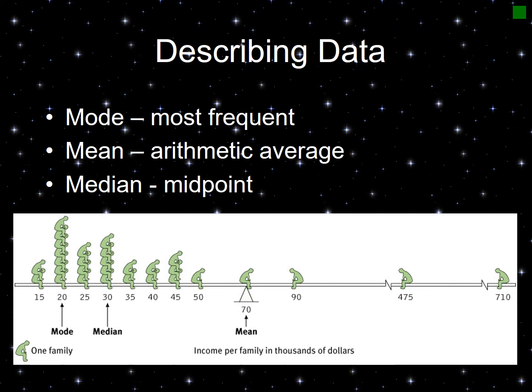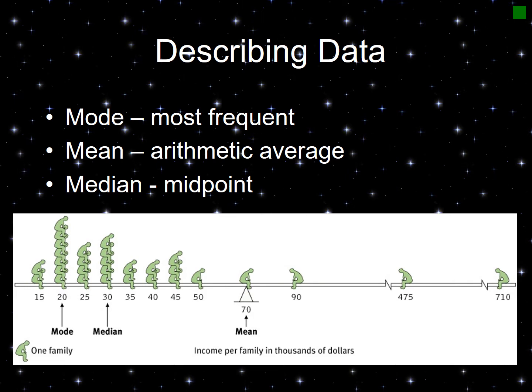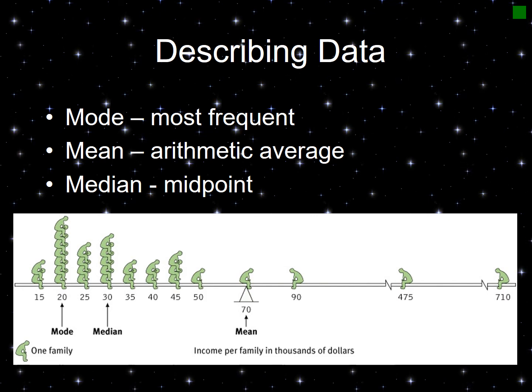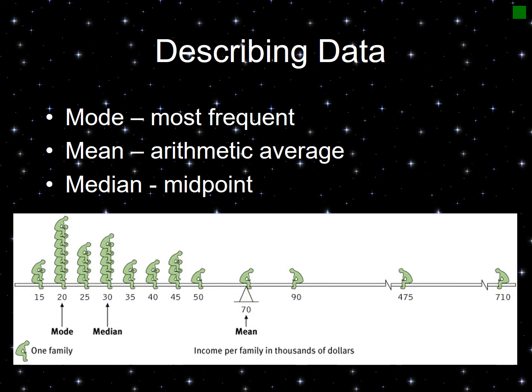The mean is 70,000, even though you only got 3 people that make more than 70,000, right? That's 710,000, right? Puts the mean a lot higher than it probably should be. That's why a lot of people like median better when you're talking about data. All right, so if you add all these numbers up, 710, 475, 90, 50, all those numbers, and then divide it by however many data points you have, you come up with the average or the mean. In this scenario, it is 70.